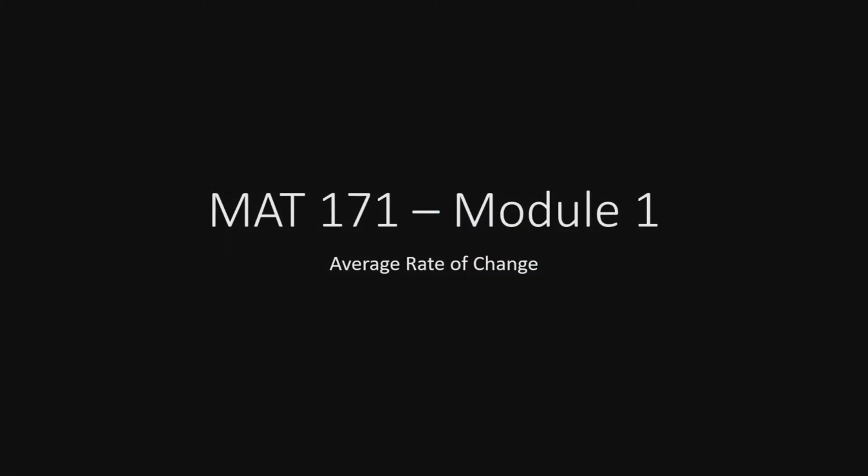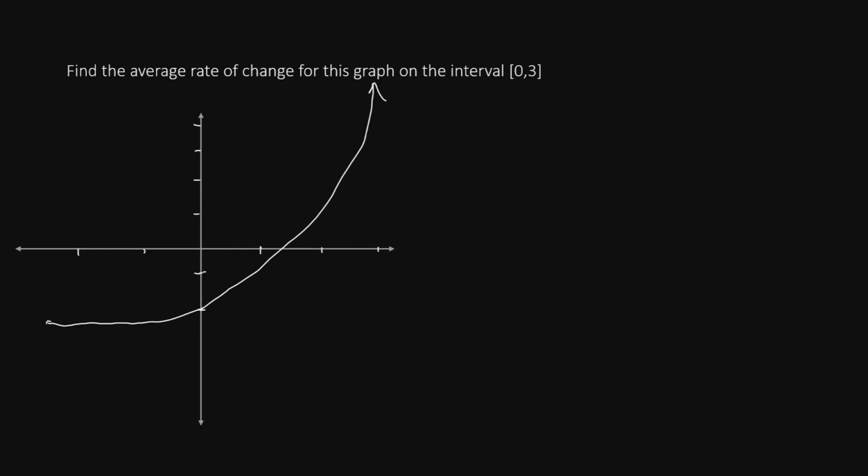Math 171, Module 1, Average Rate of Change. Our problem this time is to find the average rate of change for this graph on the interval [0, 3].